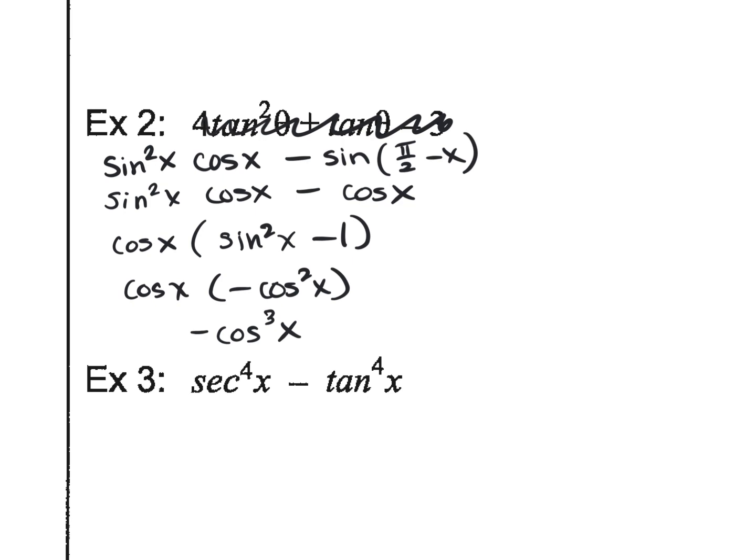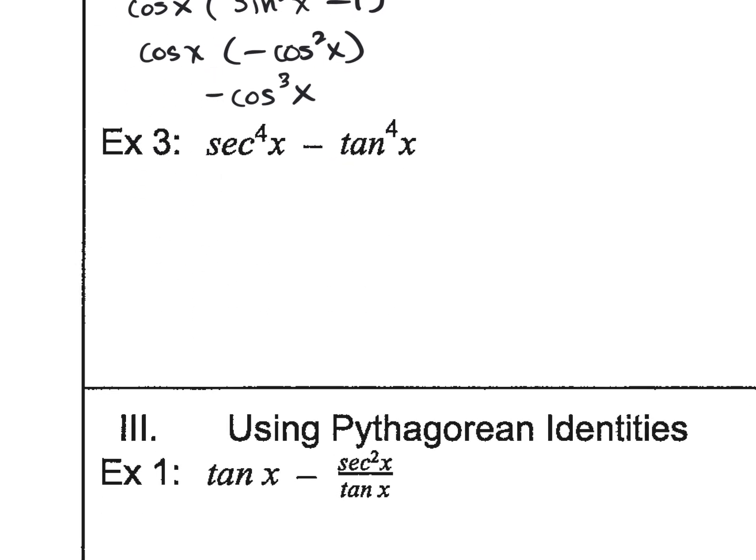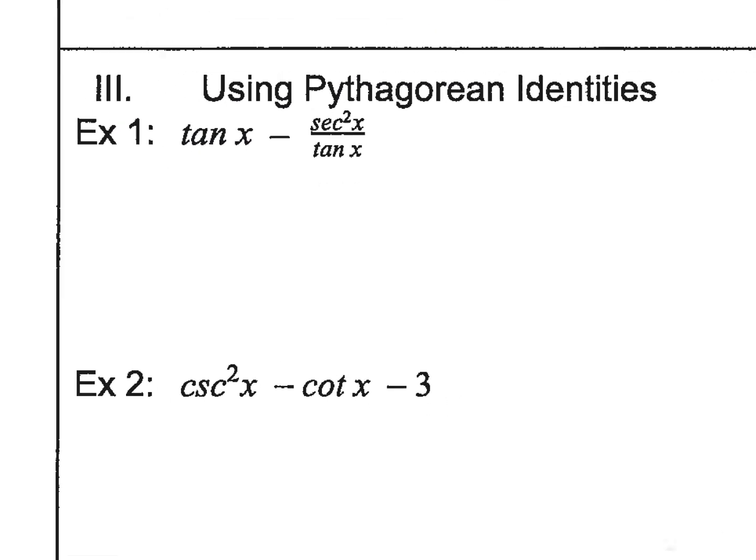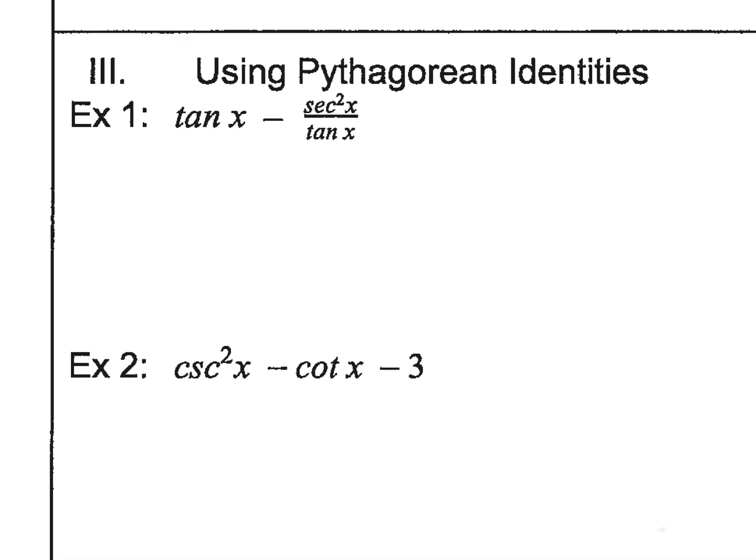These are not all going to be the same. As a matter of fact, everyone's going to be different. We're going to skip that one. Let's do Pythagorean identities. We've got a place where we can use a Pythagorean identity, don't we? What Pythagorean identity can I use right here?